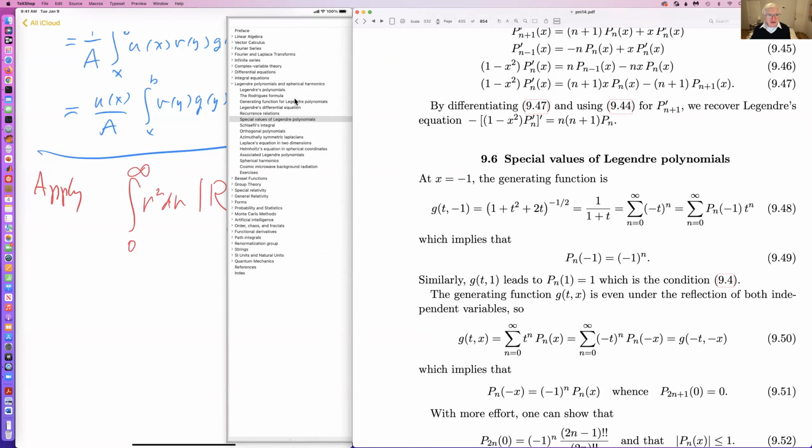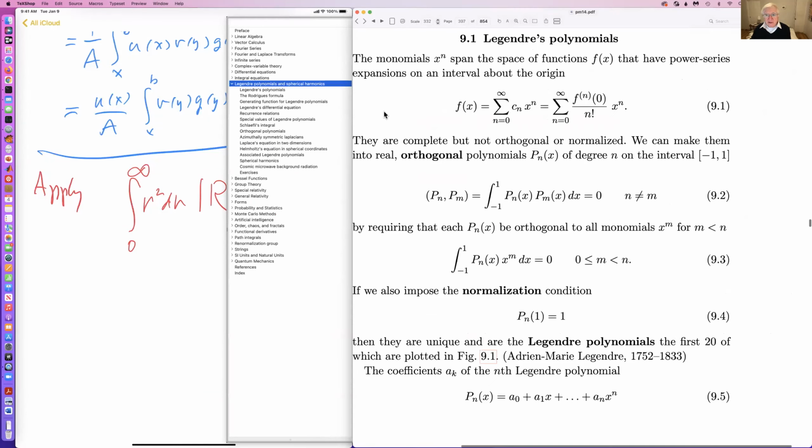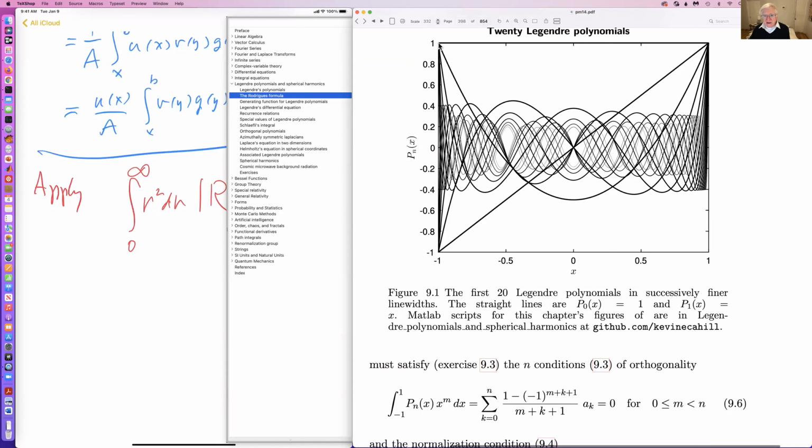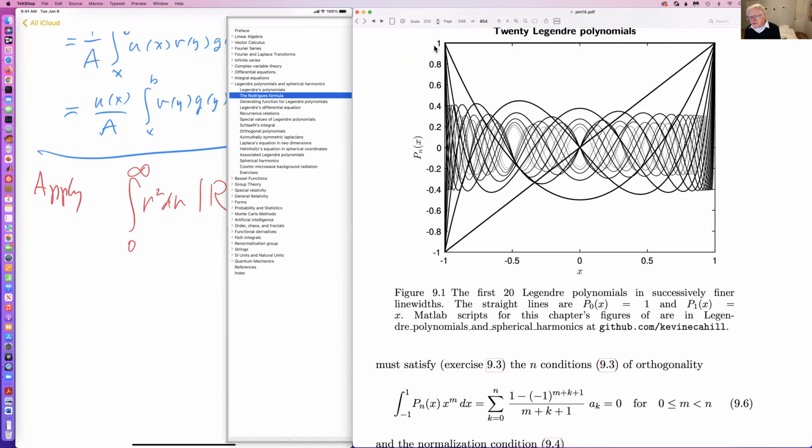Let me just jump over here and go back to here. And we see here, therefore, at x equal to -1, all the even Legendre polynomials get the value 1, the odd ones get the value -1, whereas at x equal to +1, all of the Legendre polynomials jump up to the value Pn of 1 equal to 1.